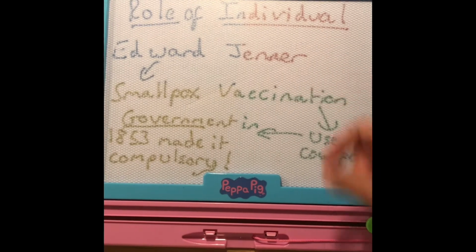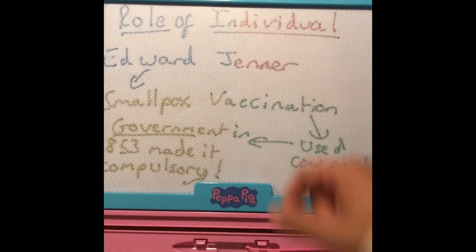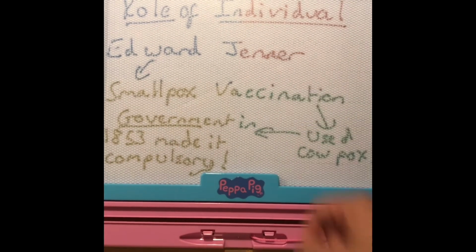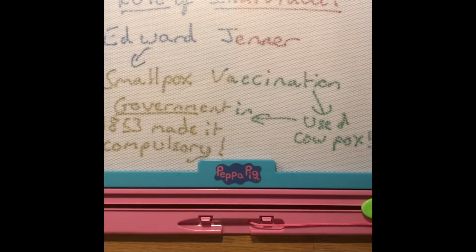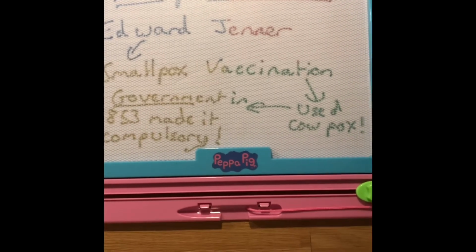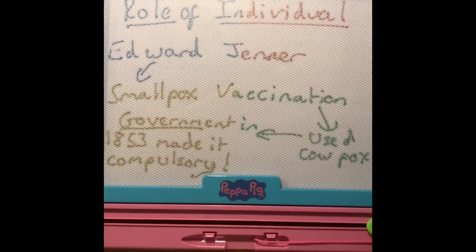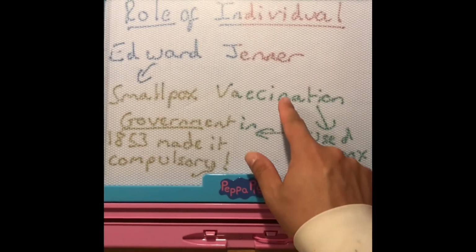Role of individual. Edward Jenner. So our role of individual is our factor. Edward Jenner helped improve medicine. How did he do it? By creating the first proper vaccination. And that's where the word vaccination comes from. It comes from the Latin word for smallpox, called vaccinia, and then he made this vaccination.